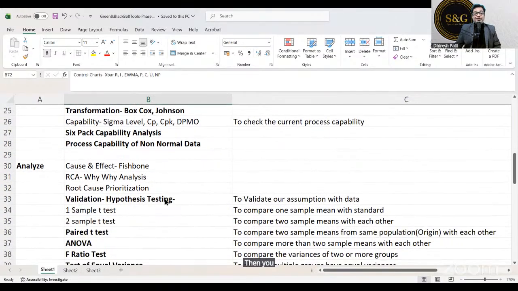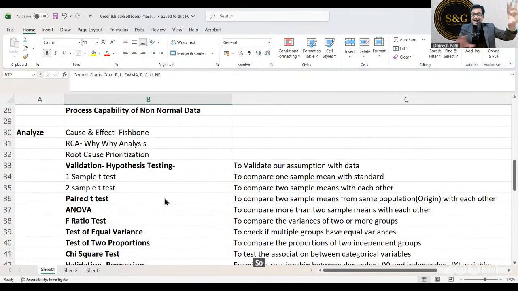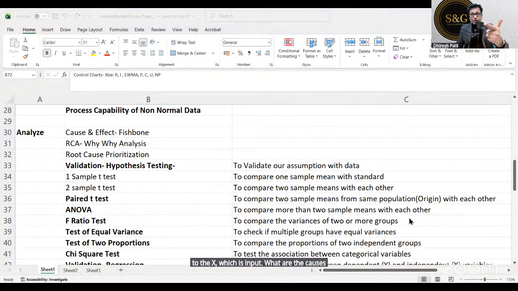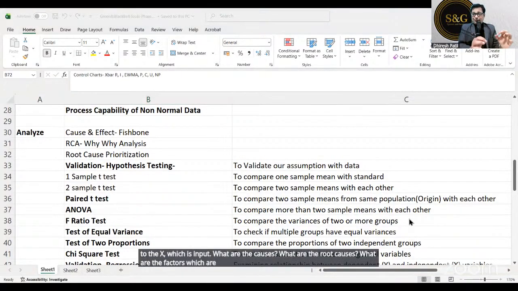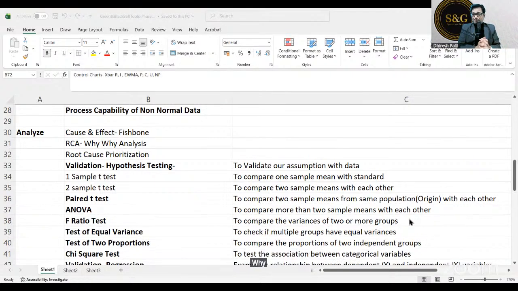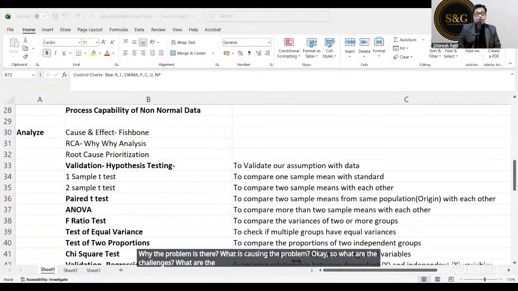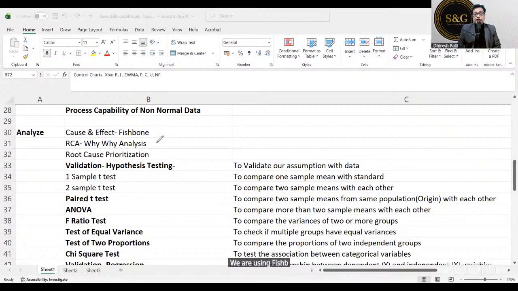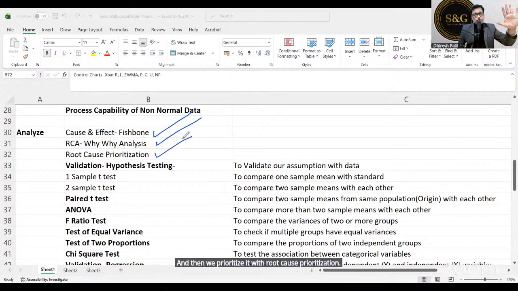Then you come to the analyze phase. Till the define and measure phases, we are only focusing on the Y, the output. Now our focus shifts to the X, which is input. What are the causes? What are the root causes? What are the factors which are impacting? Why is the problem there? What is causing the problem? Okay. So what are the challenges? What are the tools we are using here? We are using fishbone, root cause analysis, and then we prioritize with root cause prioritization. Fishbone everybody knows, why-why analysis everybody knows. Just give me a quick yes in the chat box.